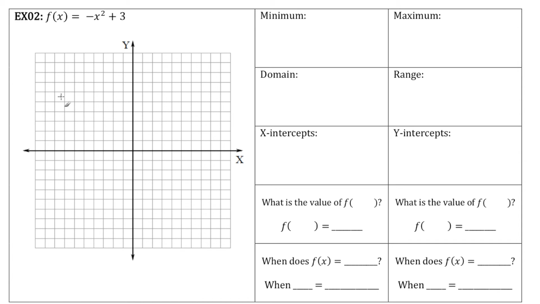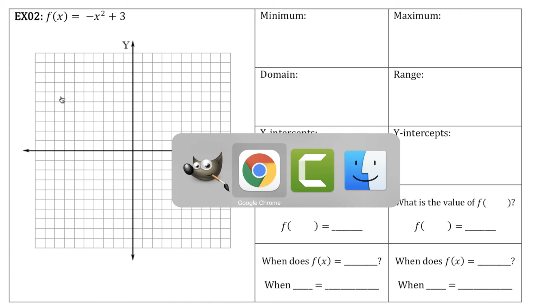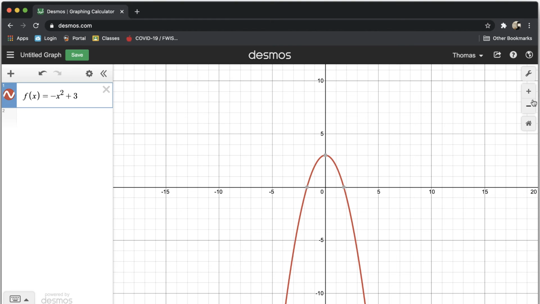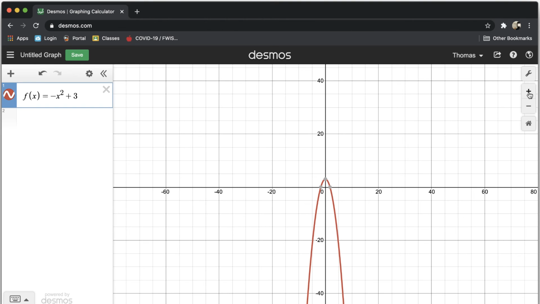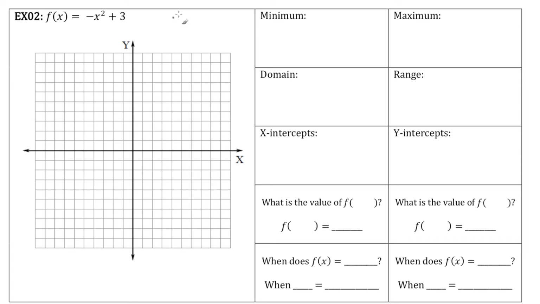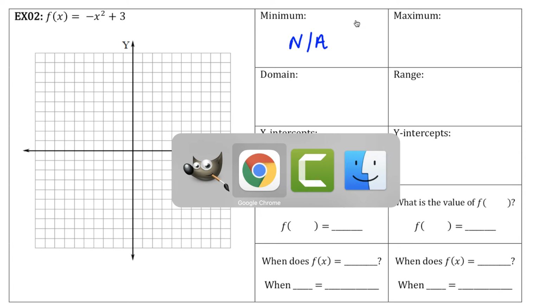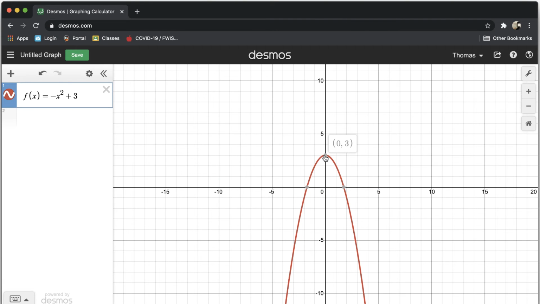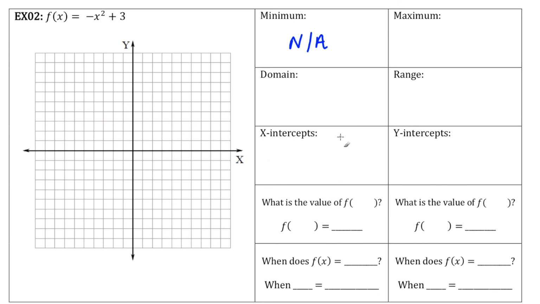All right, so minimum, does it have a lowest point? Let's see. Nope. So NA, not applicable. Does it have a highest point? Yeah, yes it does, at 0, 3. I may as well just graph it.